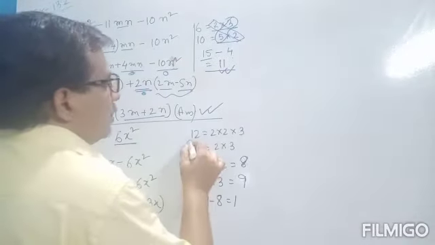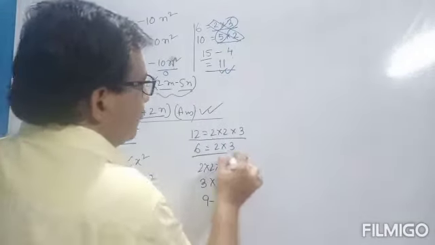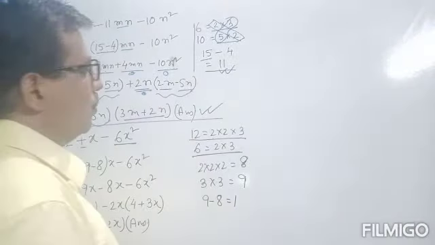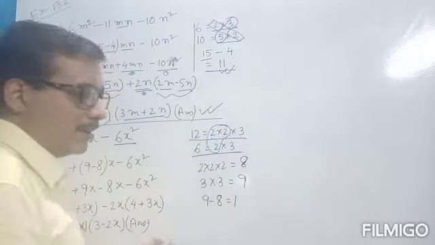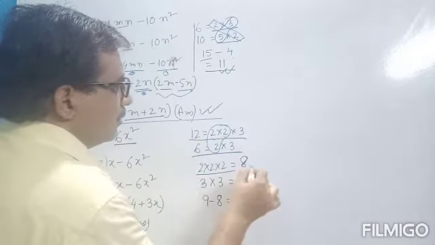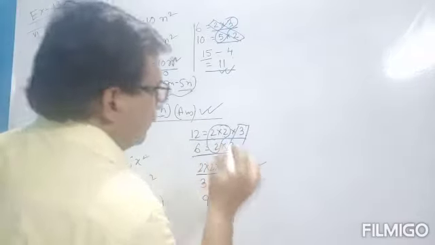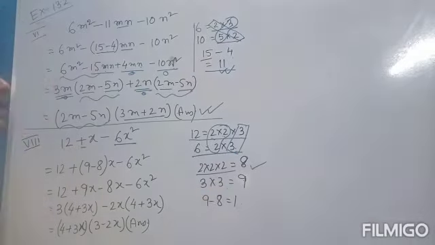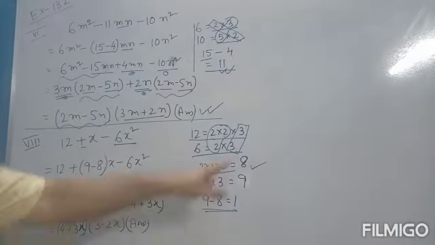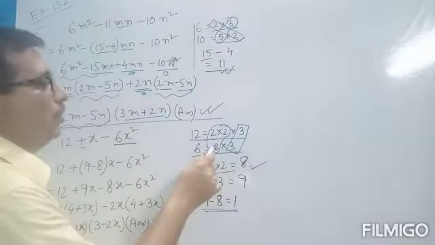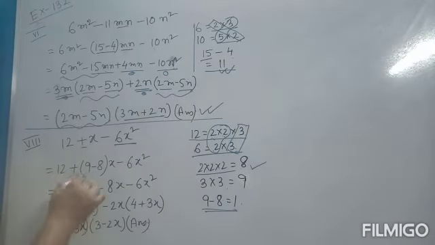So the prime factors of 12 are 2, 2 and 3, and the prime factors of 6 are 2 and 3. So if we take these two together, 2, 2 and 2, that is we get 8, and these 3 and 3, 3 into 3 is 9. Now we get 9 minus 8, that is nothing but 1. So we take it this way, 3 into 3, that is 9, and 2 into 2 into 2, that is 8. So here 12 remains intact.